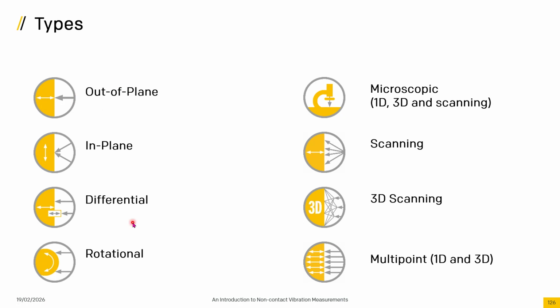Then there are some special application vibrometers like differential, where you're trying to identify the phase difference between two locations. Rotational vibration: instead of, for example, meters per second, now you're measuring radians per second, degrees per second, or degrees, that sort of measurement.